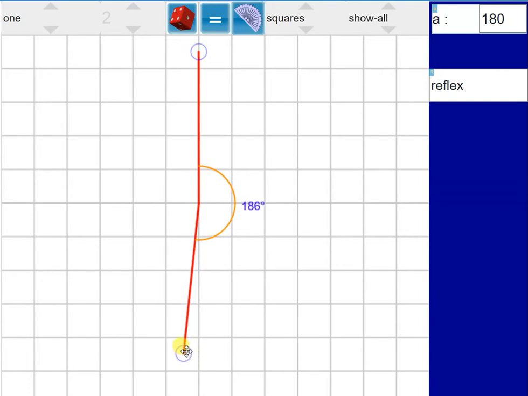Then if we go beyond 180 degrees, so the angle is shown by the curved line here, we go all the way around and these are all reflex angles, and then when we go all the way around to 360, we've completed a whole turn.